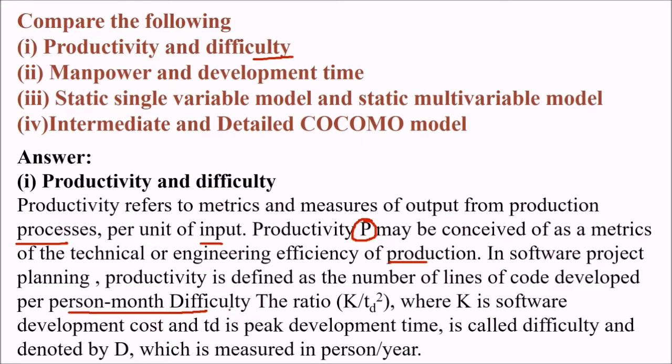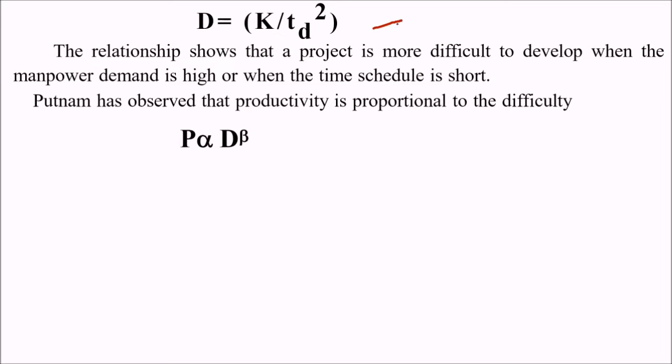while the difficulty is the ratio K divided by TD square, where K is the software development cost and TD is the peak development time. It is called the difficulty, denoted by capital D, and measured in person per year. Productivity measures the output of production processes per unit of input, and difficulty is the ratio of the software development cost to the peak development time. This is given by D, and the relationship shows that a project is more difficult to develop when the manpower demand is quite high and when the time schedule is short.